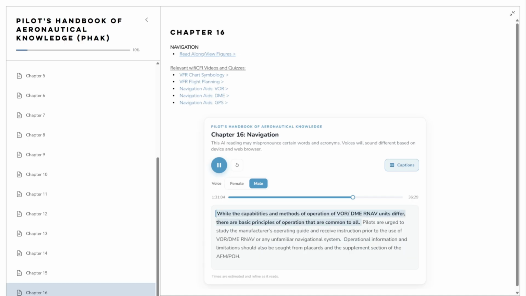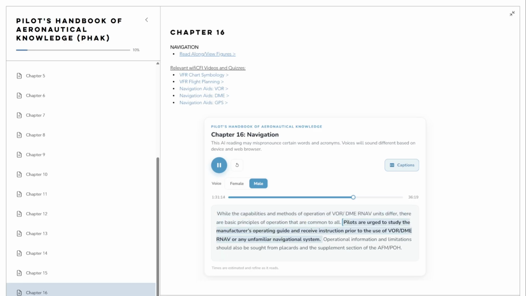While the capabilities and methods of operation of VOR/DME RNAV units differ, there are basic principles of operation that are common to all. Pilots are urged to study the manufacturer's operating guide and receive instruction prior to the use of VOR/DME RNAV or any unfamiliar navigational system. Operational information and limitations should also be sought from placards and the supplement section of the AFM/POH.